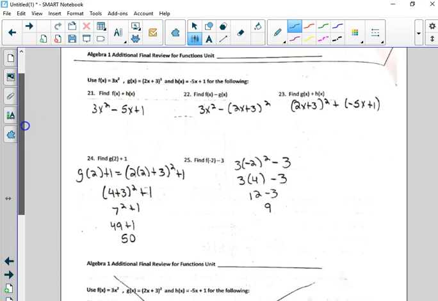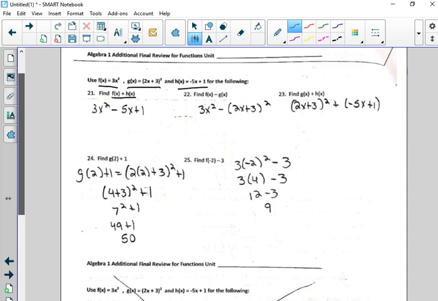Okay, functions, more functions. 21. Notice we have f of x, g of x, and h of x. For 21, you're literally just adding them. And there's really not much to do because x squared and x don't combine. Just leave it the way it is.